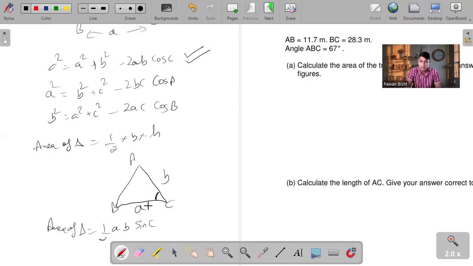Okay, so clear? All the three rules are clear: sine rule, cosine rule, and area of triangle. Right? So I'm telling you, for this type of questions we need a calculator.